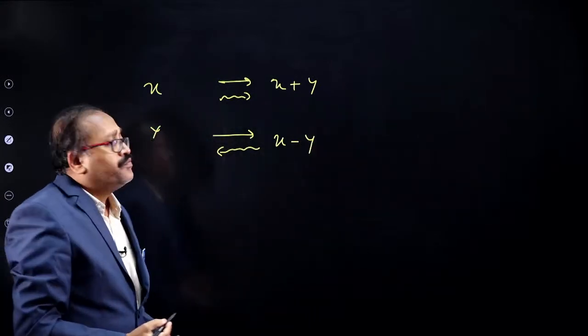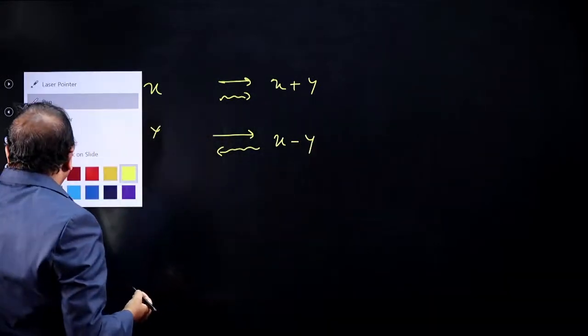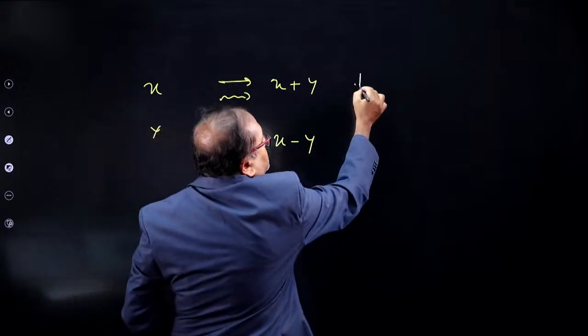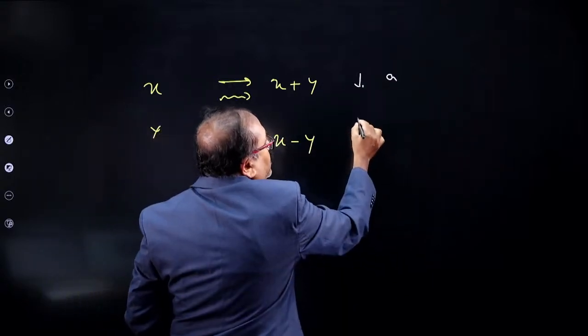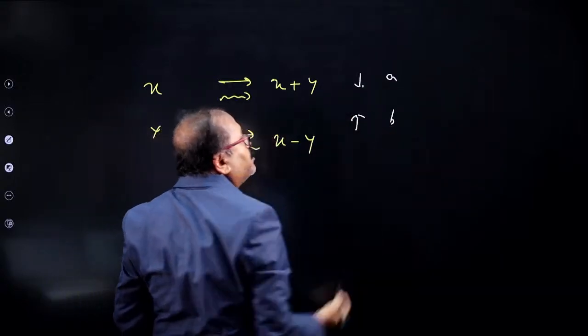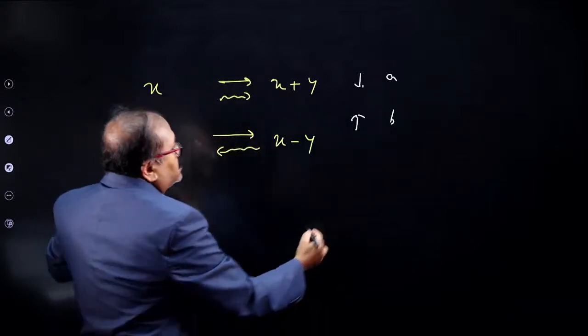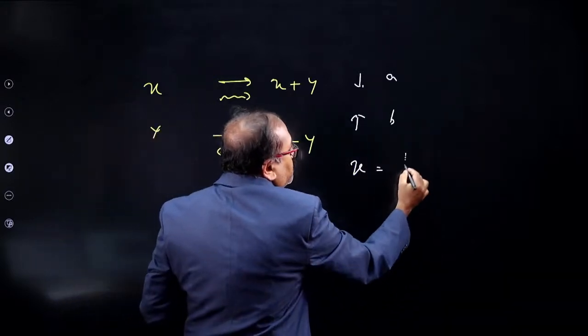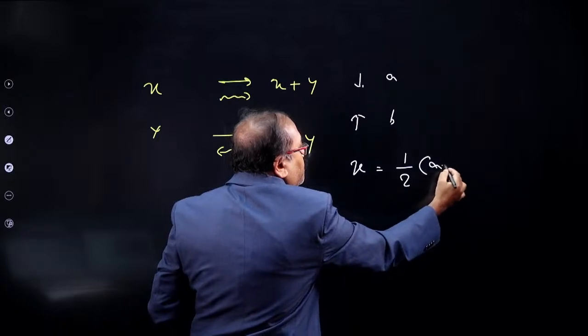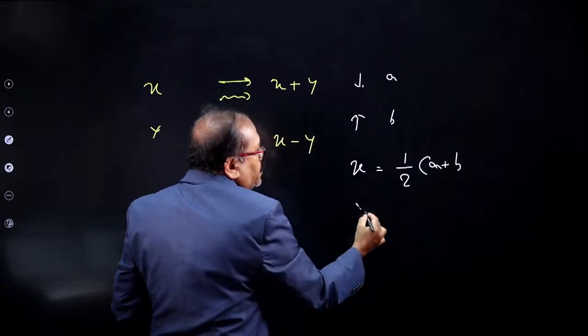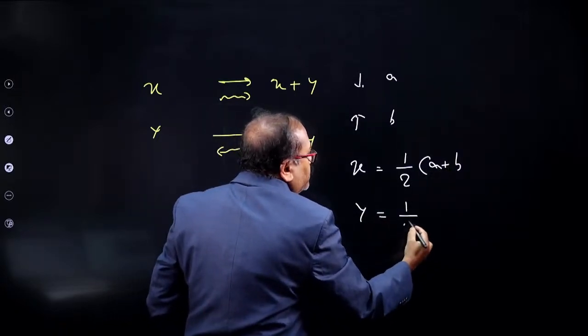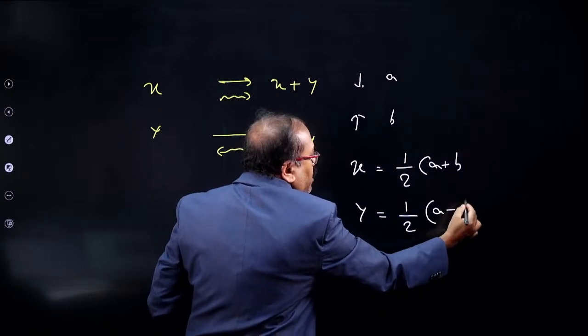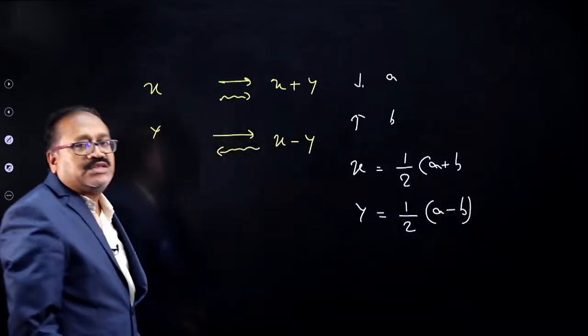This basic we know. And we also know one more fact, that if the downstream is given to us as a km per hour, and upstream is given to us as b km per hour, so what is my x? The speed of the boat. Speed of the boat will be half of a plus b. And what is the speed of stream? Speed of stream will be half of a minus b. So we know these basic things.